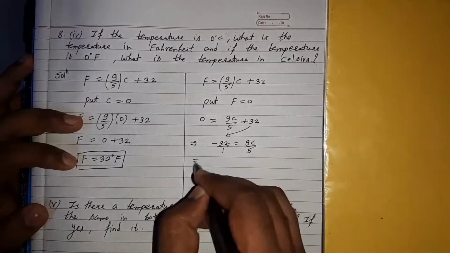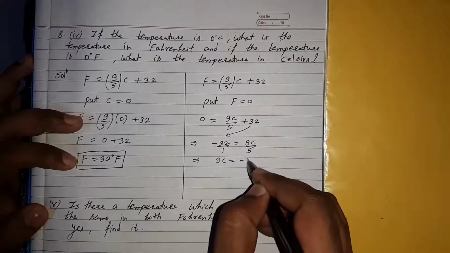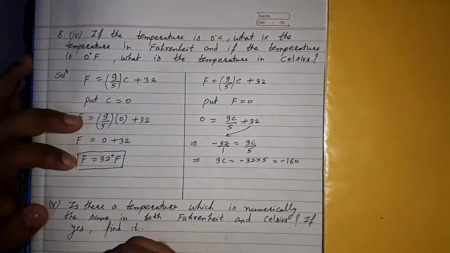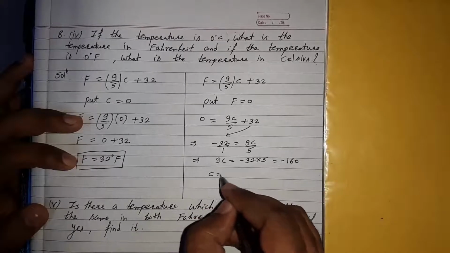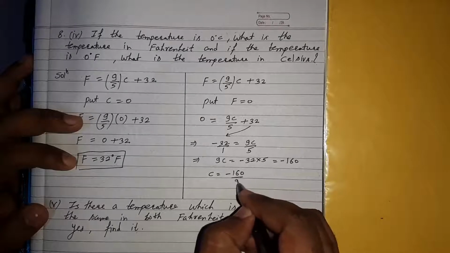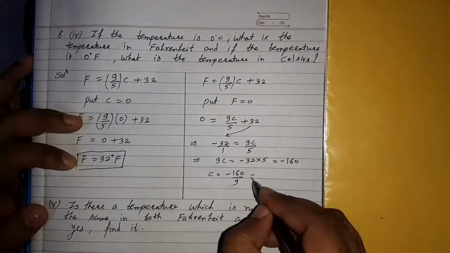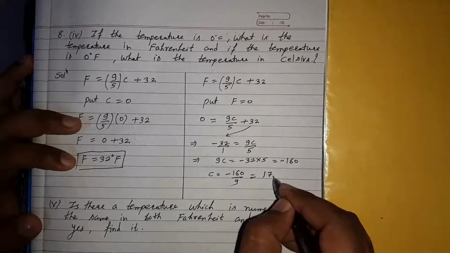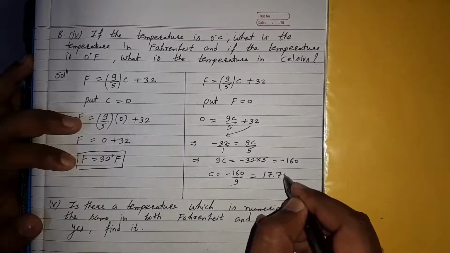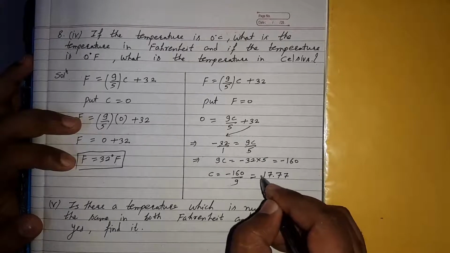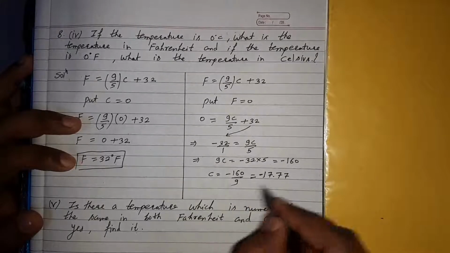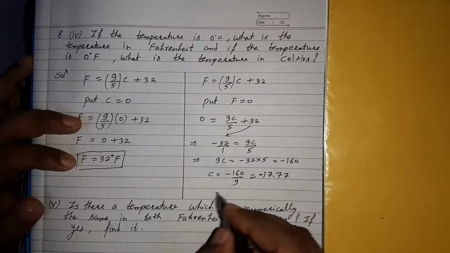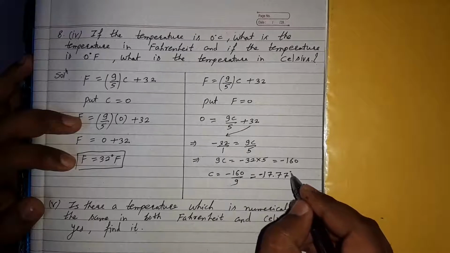Cross multiply. So it will be 9C is equal to minus 32 multiply 5. So it will be minus 160. So the value of C will be minus 160 upon 9. So 9 ones are 9, 9 sevens are 63. So C is equal to minus 17.77 degree Celsius.